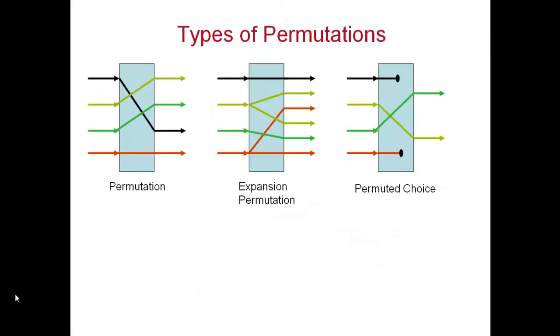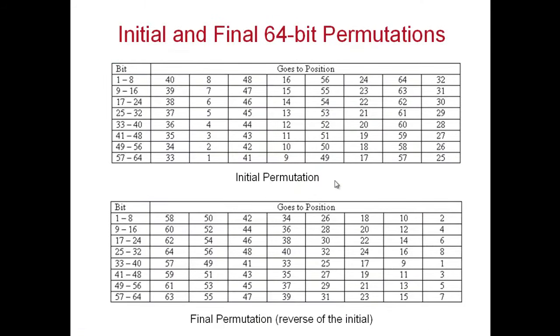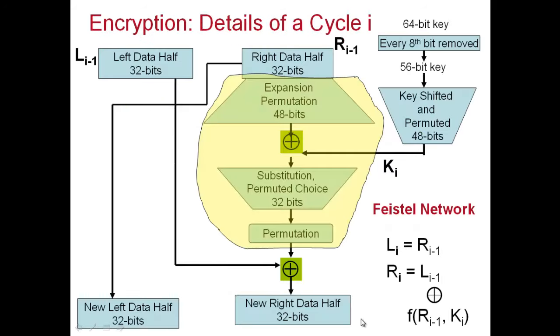Alright, so what we get out of the S boxes is a 32-bit quantity. We get a 32-bit output, and that goes through a permutation, and that permutation is according to this P box table. So this is a 32-bit input, and the bits get permuted. It's a 1-to-1 mapping. The bit in position 1 goes to position 9, the bit in position 2 goes to 17, the bit in position 3 goes to 23, the bit in position 4 goes to 31. Likewise, the bit in position 8 goes to position 18, and so on. Okay, so that's a normal permutation.